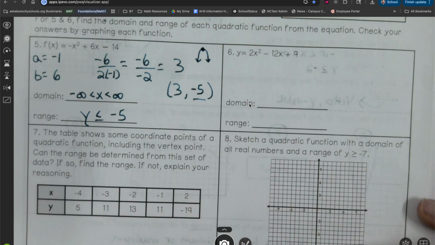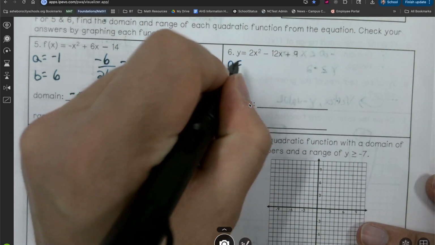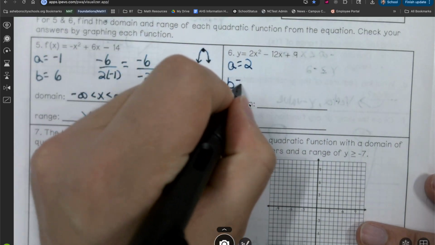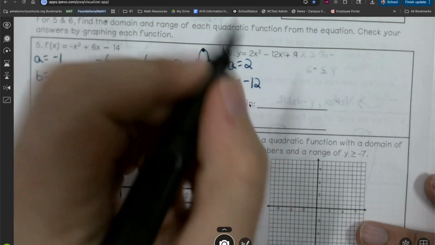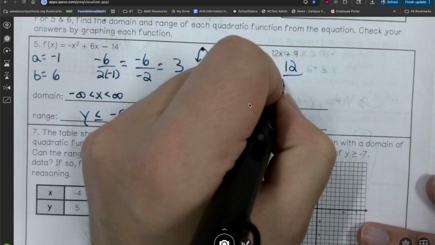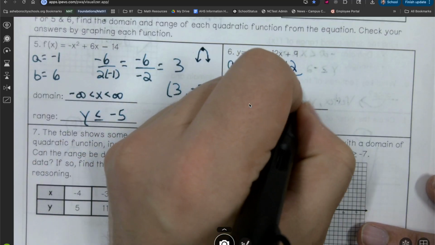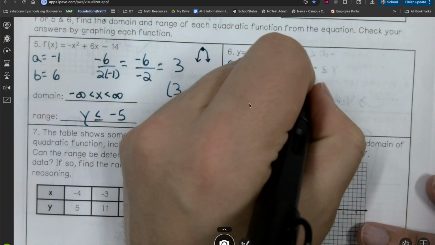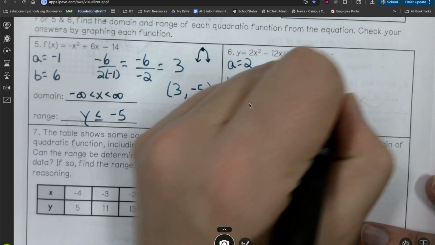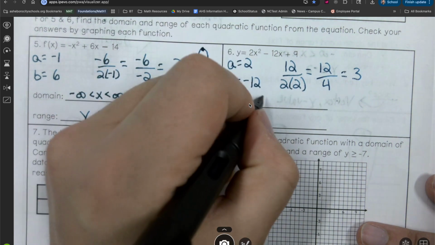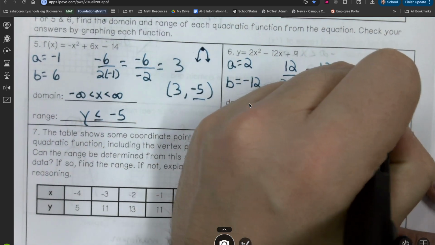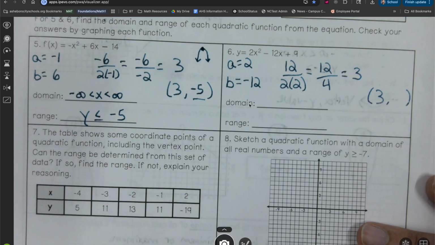Okay, so we're going to do the same thing for 6 here. Find the a, which is 2. The b, which is negative 12. The opposite of negative 12 is positive 12, divided by 2 times our a, which is 2. So 12 over 4, which is 3 again. So our vertex is 3 comma something.